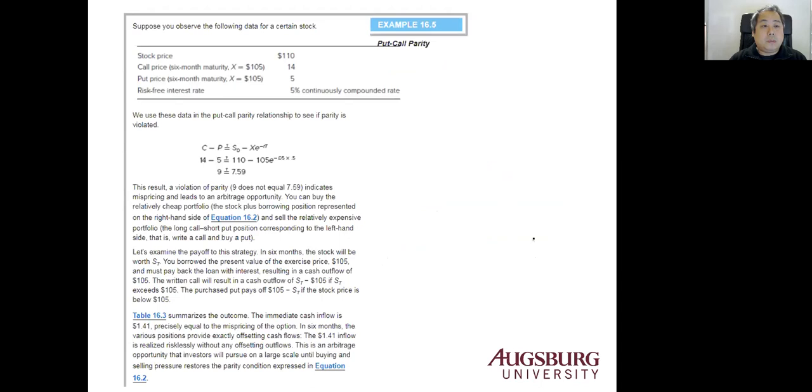Okay, so put-call parity, let's look at this. Suppose you observe the following data for a certain stock. Stock price 110, call price 14, put premium 5, with 6 months maturity, exercise price 105, and the risk-free rate is 5%. If you calculate using the put-call parity, C minus P equals 9, but S0 minus the present value of the exercise price is actually 7.59.